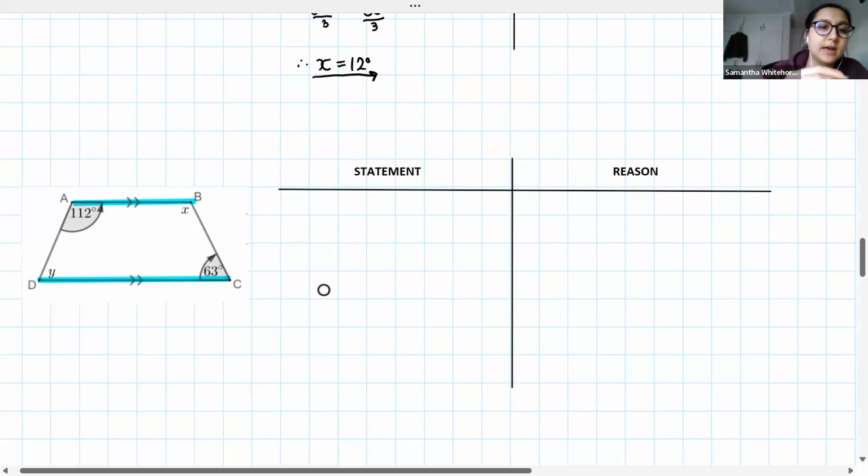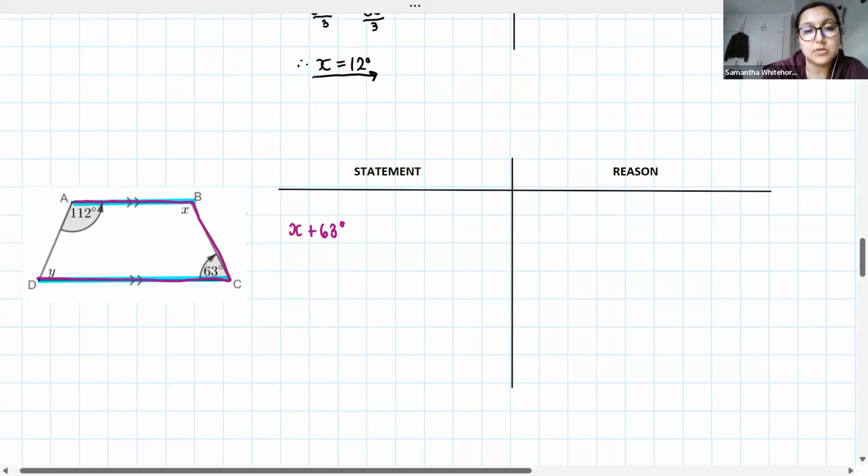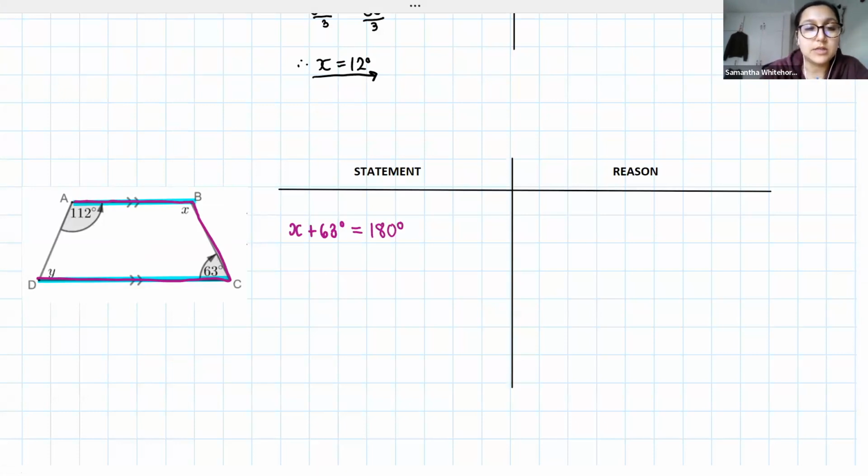Okay, so if we now go to this whole parallel line situation, hopefully what we're seeing is that we're working with co-interior angles. I'm going to start with X. If you started with Y, it makes no difference. But what we see is we have this backwards C shape. And so what that tells me is that X plus 63 degrees must be equal to 180 degrees. Remember, co-interior angles are not equal to each other. They are supplementary, so they add up to 180.